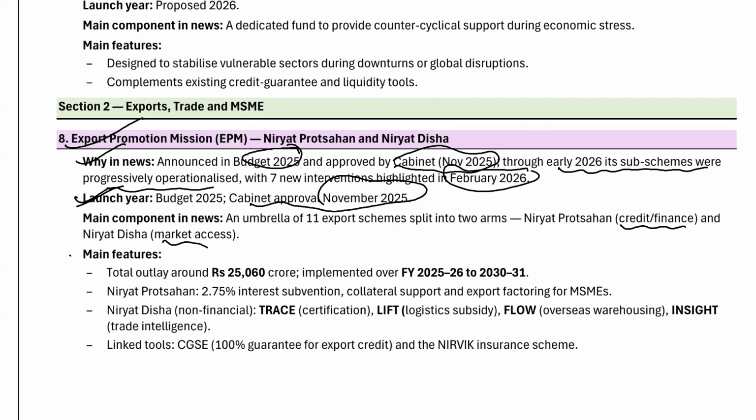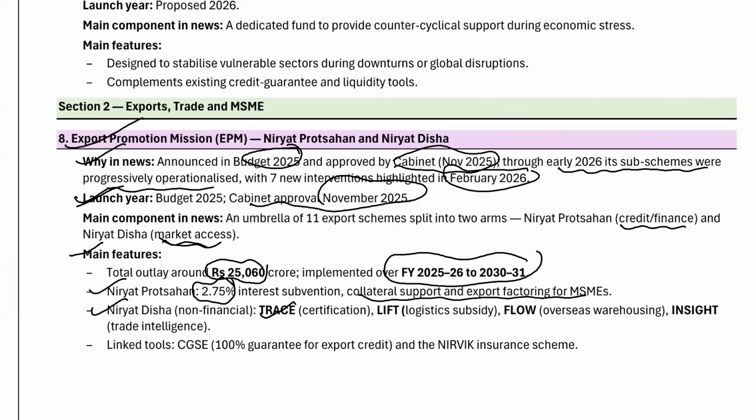Okay? Now, this is key data, please remember what the total outlay is. That is rupees 25,060 crore. The implemented financial years, you should understand, are 2025 till 2031. Is it clear? Under Niryat Protsahan, interest subvention of 2.75% is provided to support collateral support and export factoring for MSMEs. And Niryat Disha is non-financial. Why is it non-financial? Because it is market access. Did you understand?